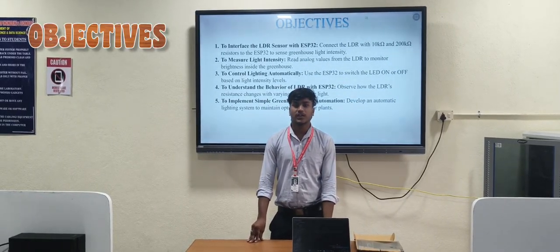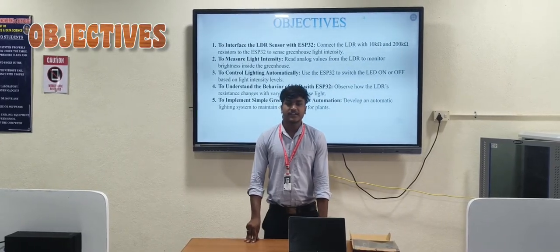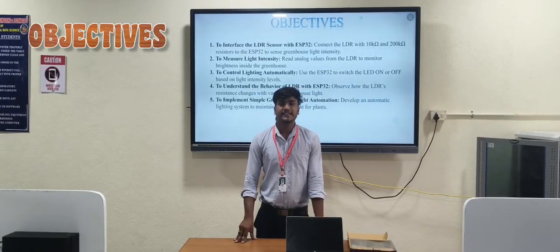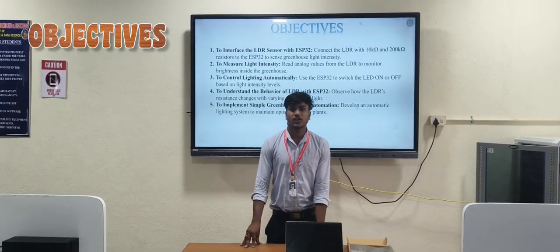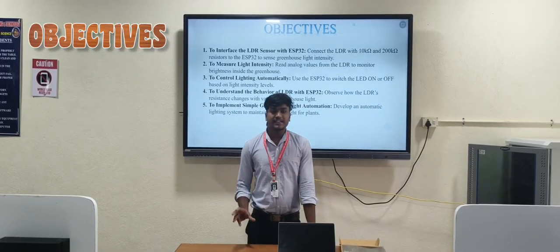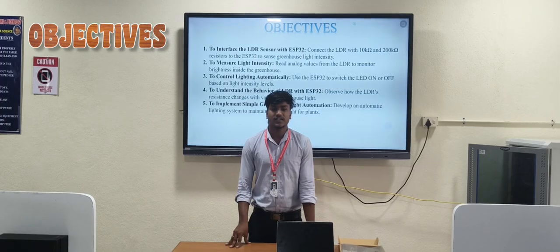The third one is to control lighting automatically, to control the state of LED using ESP32 based on light intensity levels. The fourth one is to understand the behavior of LDR with ESP32, understanding how LDR's resistance changes with varying greenhouse light.